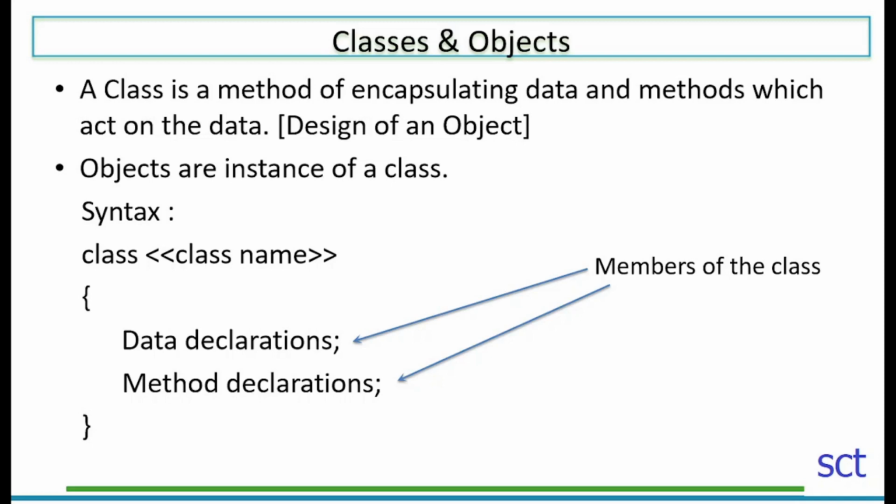Now let us look at the syntax of a class. The syntax is: class is a keyword followed by the class name, and you have an open curly bracket and a close curly bracket. Within these brackets you will have data declarations and method declarations. Both data as well as method declarations done inside the class are called members of the class.